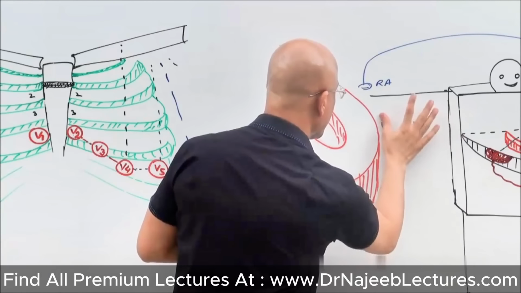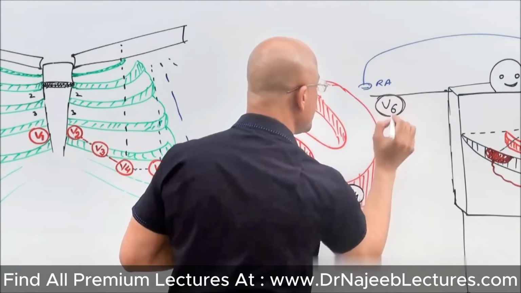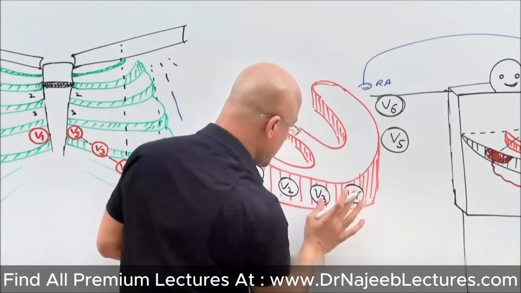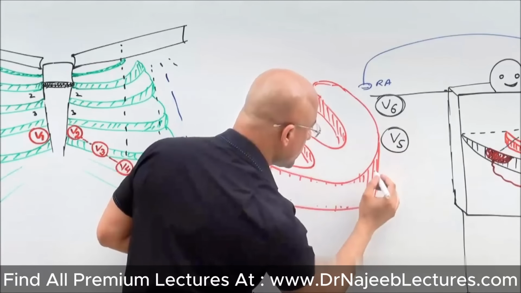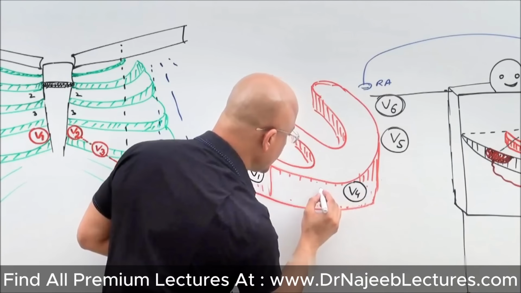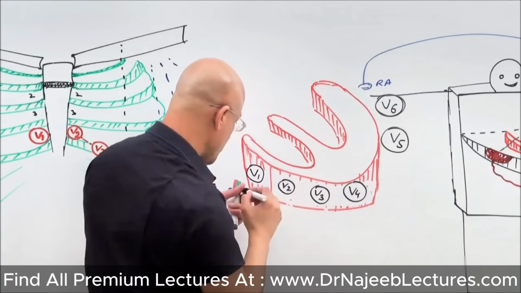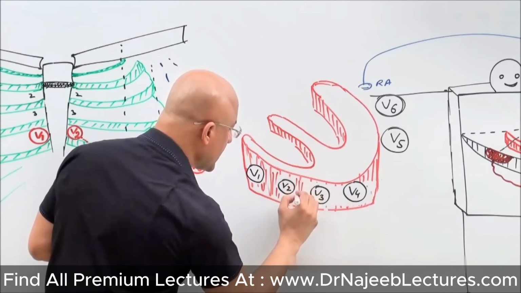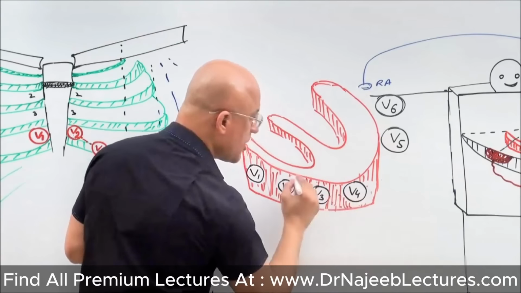Okay, let me place it again. Right? Here we should apply the V6. It is on the left side. This is V6. Here it is V5. And okay, let me draw it more. Yes, 5. And here it is V4. Yes. V3 and V2.